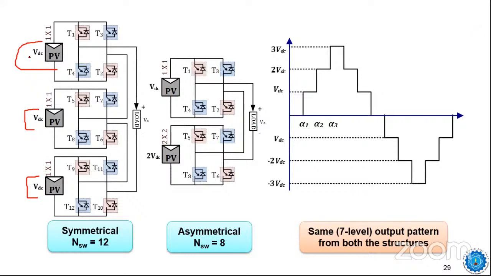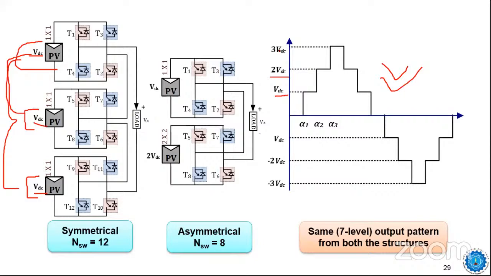Here you see, I have taken photovoltaic panels of equal rating, each producing, let's suppose, the voltage VDC, VDC, and VDC. What is happening here? You are integrating the PV panels and you are getting a 7 level output. That is shown here on the right hand side. You are getting an output like this: 3 steps of VDC, then you combine 2, then you combine all 3 to get 3 VDC, right?